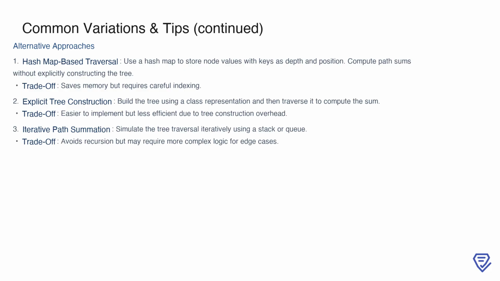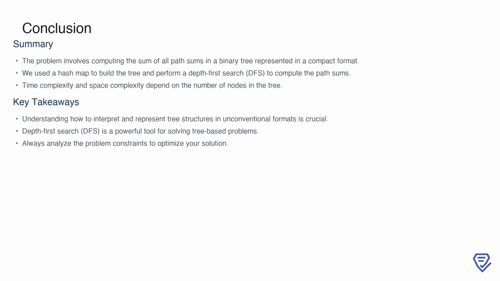Selecting the right approach depends on the constraints of the problem and the trade-offs you're willing to make between implementation complexity and performance. Great work on completing this problem. To summarize, we used a hash map to reconstruct the tree and a depth-first search to calculate the path sums. This problem highlights the importance of understanding tree structures and applying efficient algorithms like DFS.